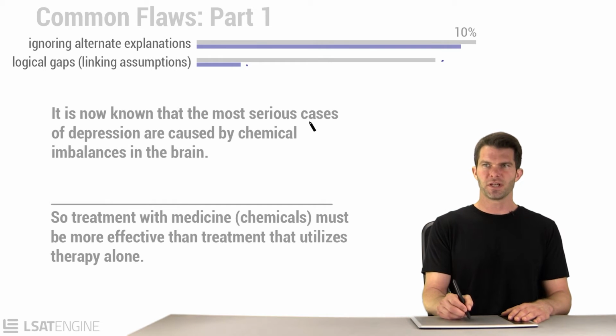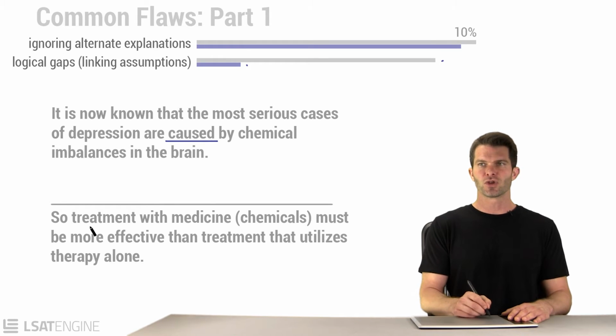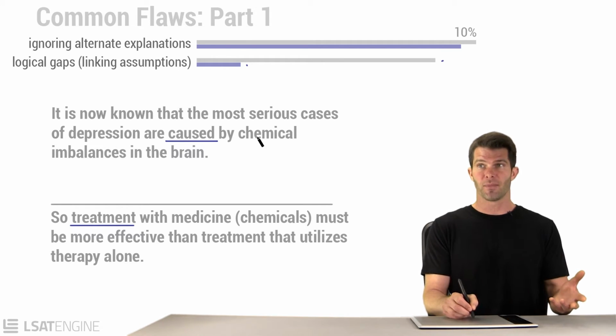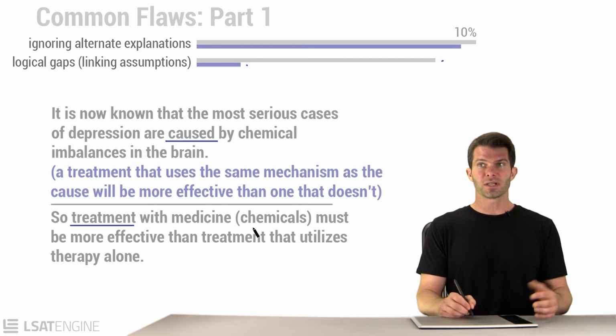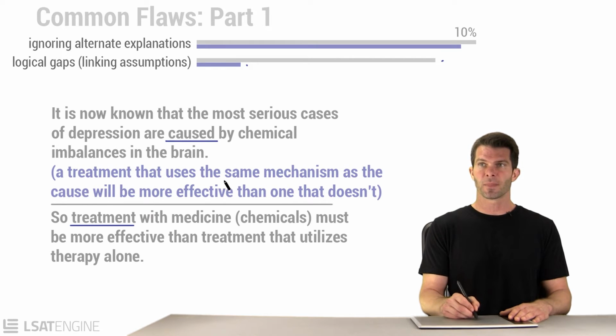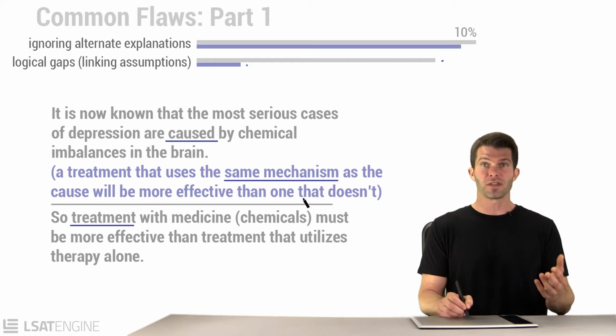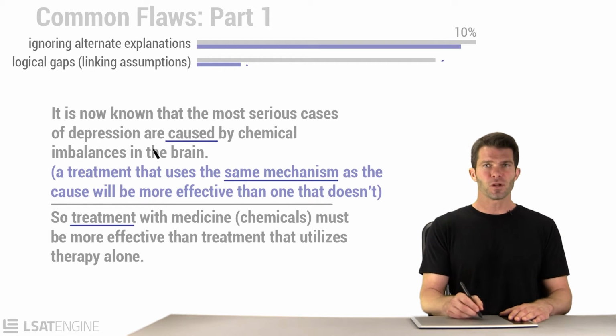It's now known that the most serious cases of depression are caused by chemical imbalances in the brain, so treatment with medicine must be more effective than treatment that doesn't have medicine. And here we're talking about the treatment, and up here we're talking about the cause being chemical. And so just because the cause is chemical doesn't mean that the best treatment is chemical, but that's what the argument is assuming. It's assuming that a treatment that uses the same mechanism as the cause will be more effective than one that doesn't.